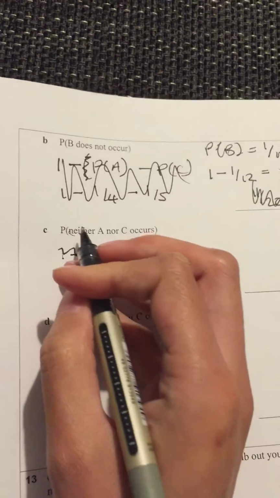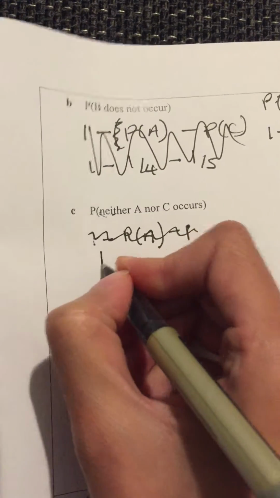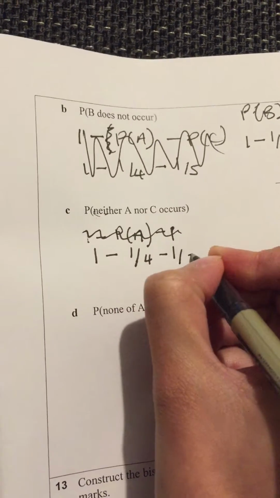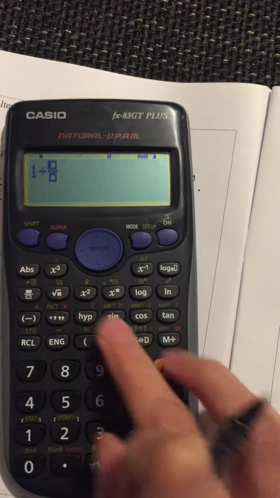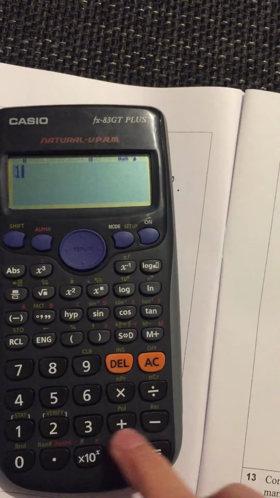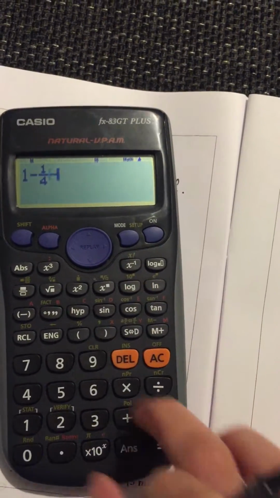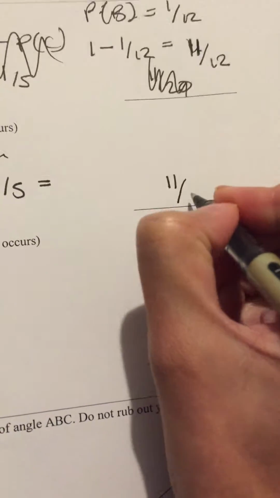There's my answer. Probability neither A nor C occurs. Well, the probability that A occurs is a quarter, and the probability that C occurs is a fifth. So if we don't want either of them to happen, it's 1 minus a quarter minus 1/5. On my calculator, 1 minus a quarter minus 1/5 gives 11/20. There's my answer.